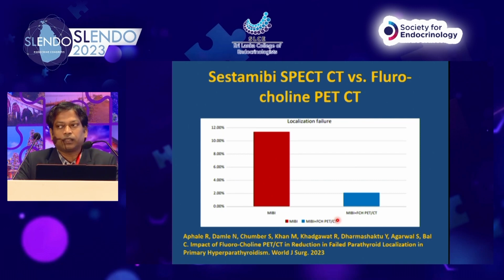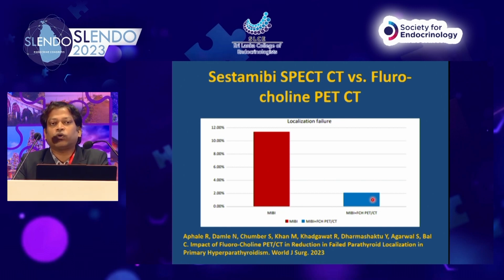So what is the role of PET scan in patients having a negative scan in MIBI? Here is the study comparing the localization of MIBI versus MIBI plus PET scan. If you do only the MIBI scan, there is a 12% failure rate. But if you combine the MIBI scan with the PET scan, there is only a 2% failure rate.